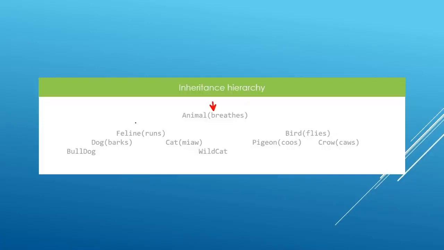The top class is animal. We can derive from this and have feline. We can have bird as a derived class. Feline can be inherited to have dog and cat. And you can derive from cat, for example, to have wildcat and bulldog from dog. You can do all these things here, and this is the inheritance hierarchy we're going to be using to learn about these things.